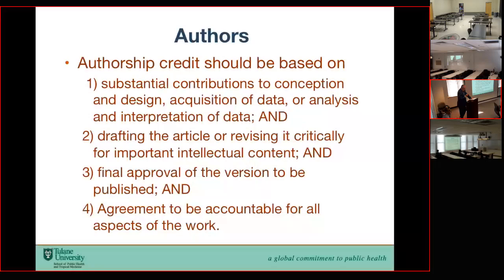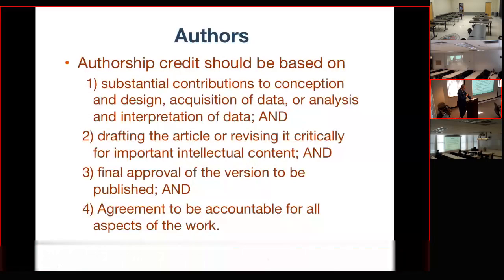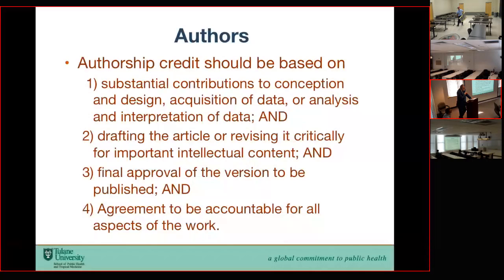So they said "and", in caps, drafting the article or revising it critically for important intellectual content. And you have to approve the final version to be published. And that's a new one, which is from this 2014 revision. You have to agree to be accountable for all aspects of the work. So you're responsible if you're author.